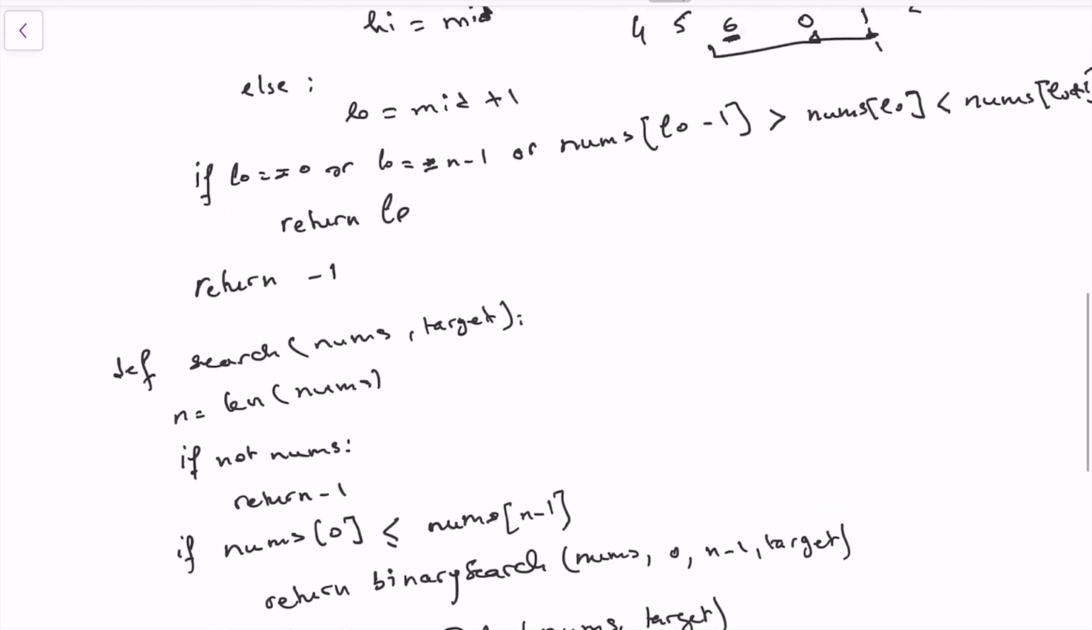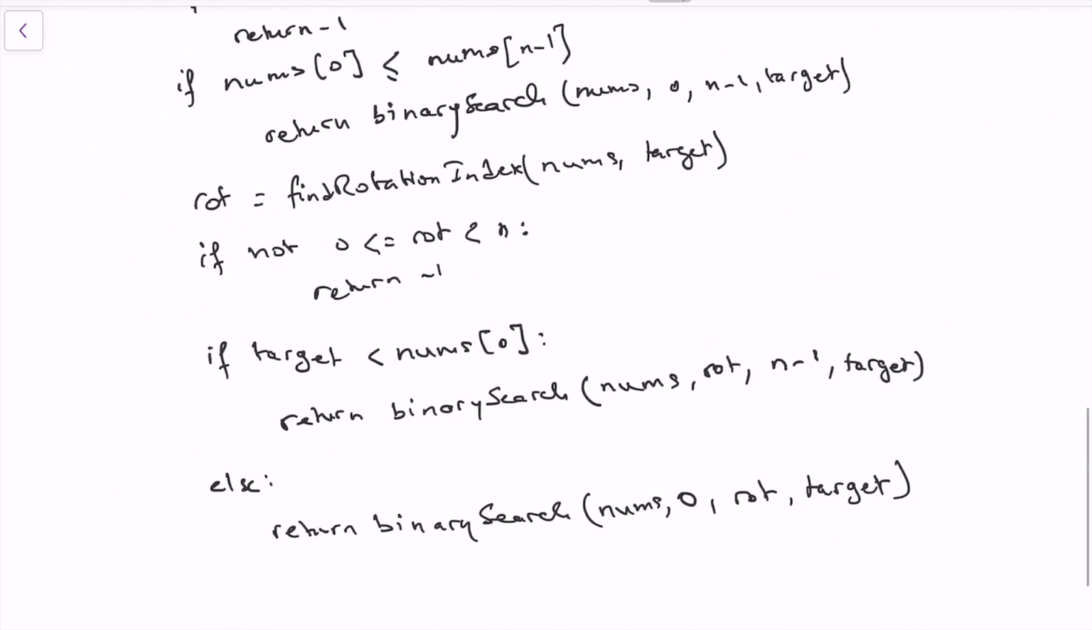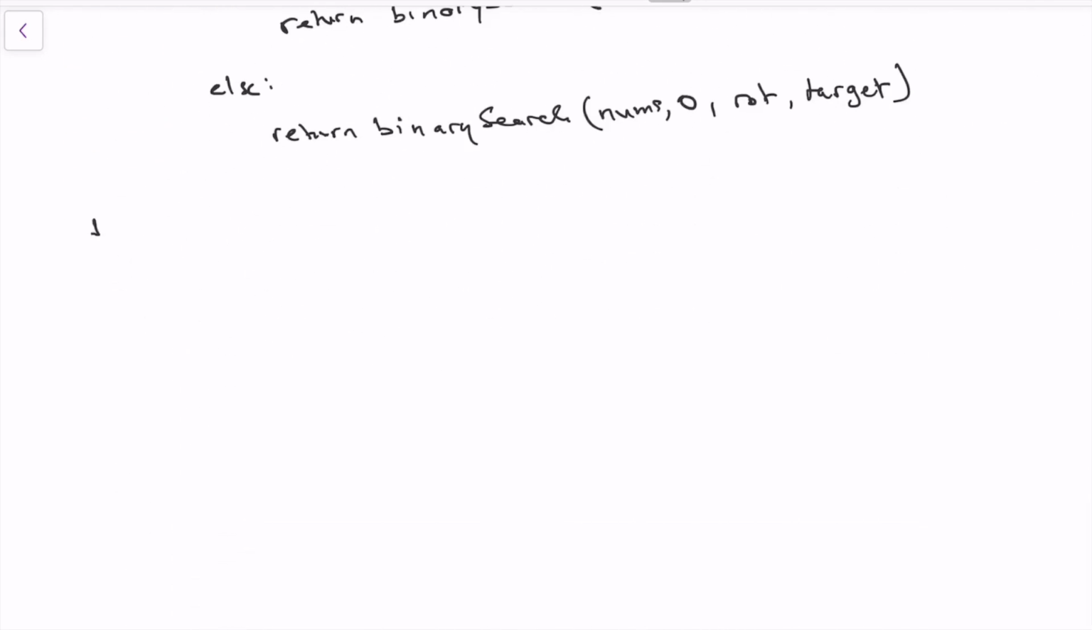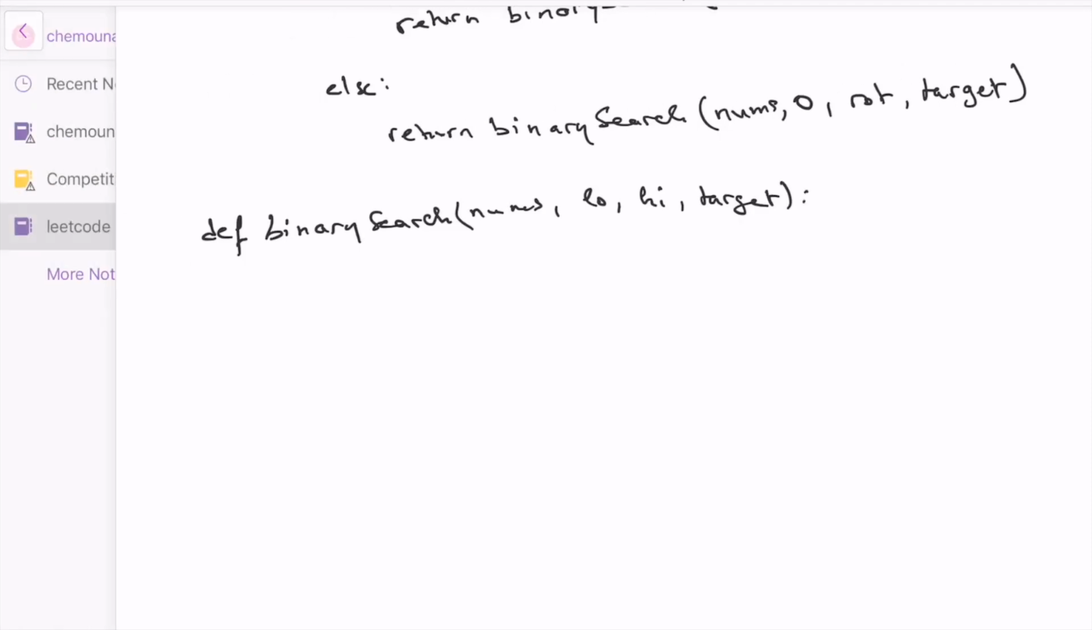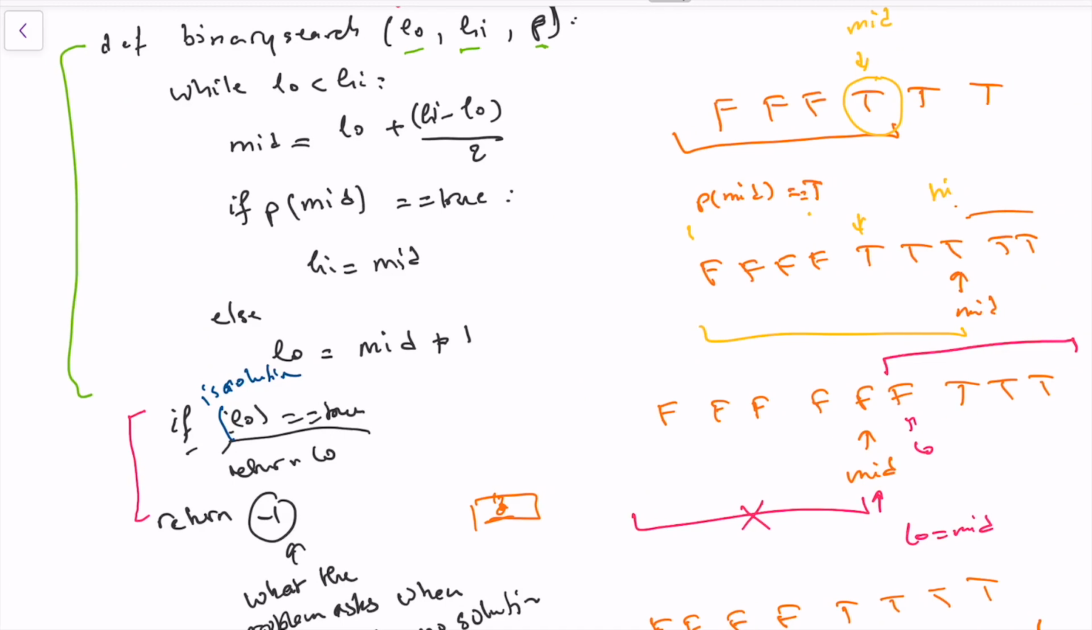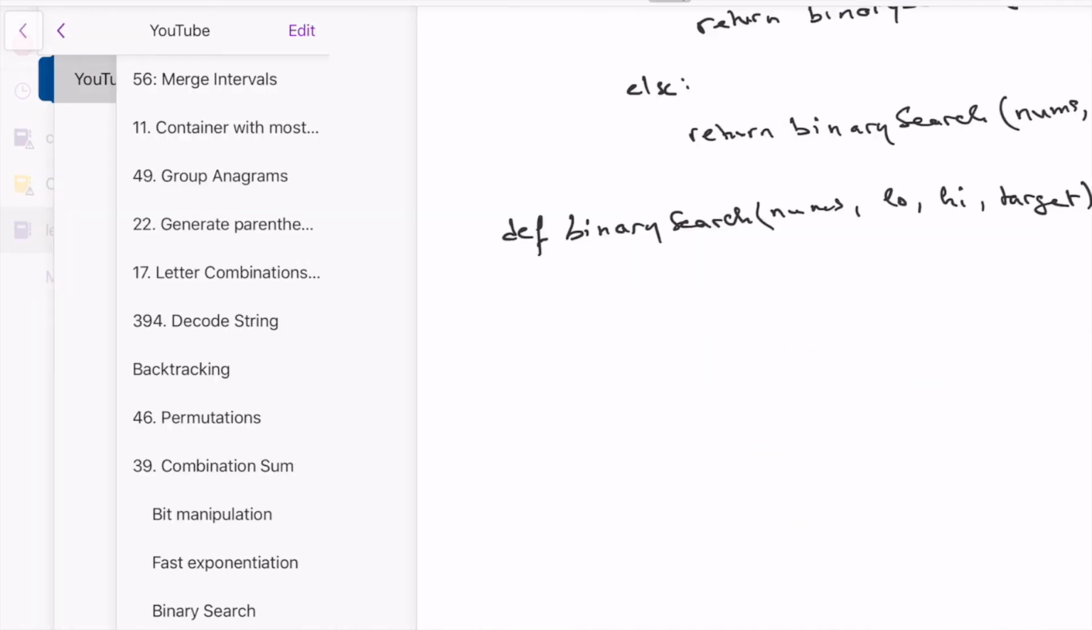And now that we have all of this, the only portion left is to define the binary search function that just looks for a target value in a range, right? So we get names, the start of the range, the end of the range, and the target value. I already explained this exact method in a video that I will put in the video description, but I will just quickly do it here.